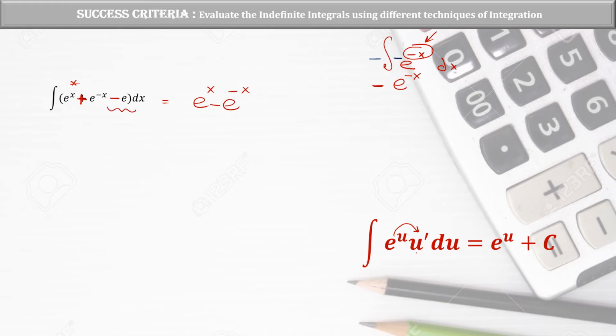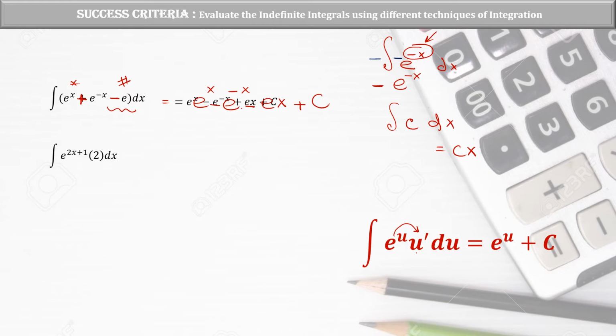Now e is a constant number and we know that the antiderivative of c dx is cx. Here we don't have c, we have e. So the antiderivative of e is ex, and then we put a constant of integration.